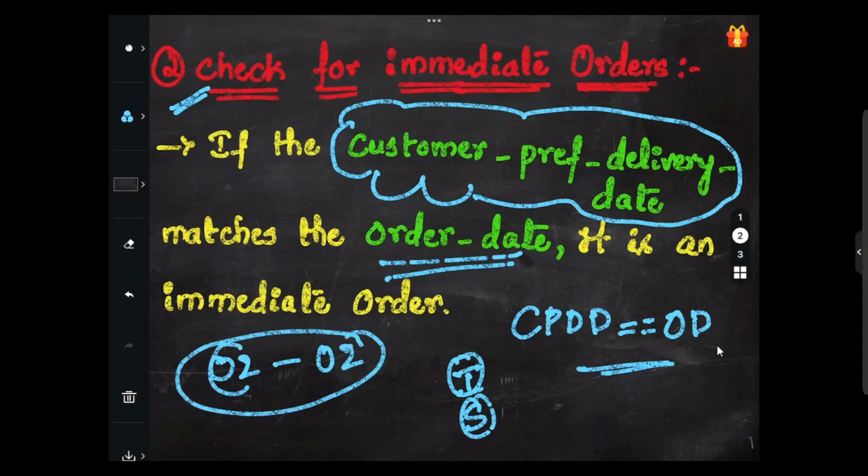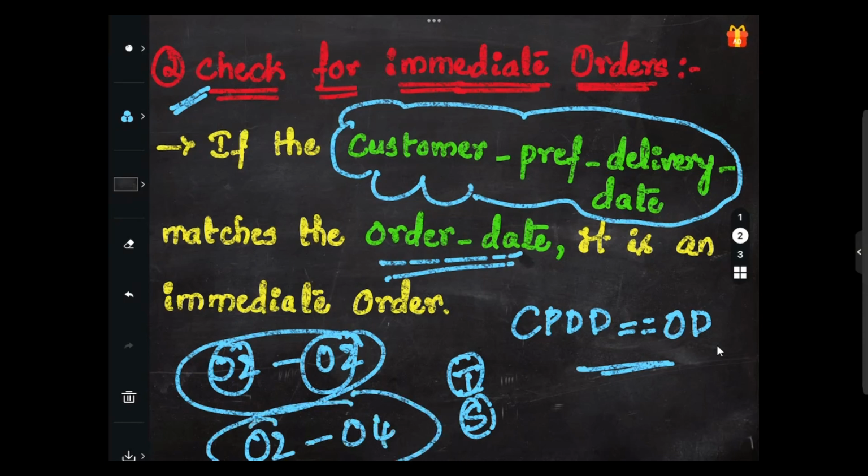This is just the date I have considered here. If we are ordering on second and we are expecting delivery on 3 or 4, let me consider 4 here, then this is said to be scheduled. The first is immediate because we are ordering and getting the delivery on the same day. This one we are ordering on second and expecting delivery on 4, so we call it scheduled. I hope this is clear.